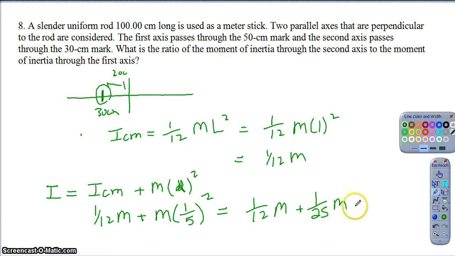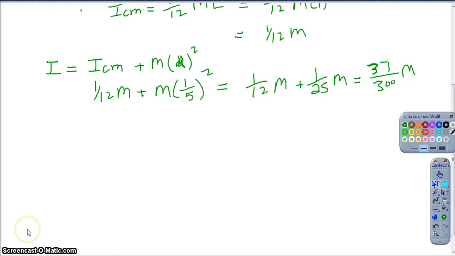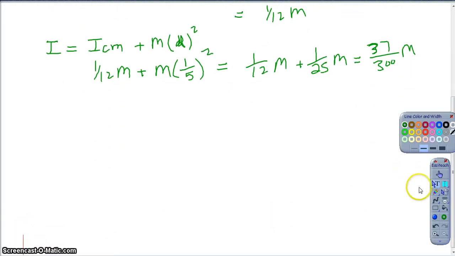And so that's what I end up getting for my moment of inertia about this arbitrary axis here. So when I get a common denominator for the two, the common denominator ends up being 37 over 300. I'm sure we were all comfortable with that, but obviously you could use decimals and that's fine too. But let's keep it exact if we can, so that's what I'm doing. So that's then the moment of inertia about that arbitrary point, 30 centimeters away.